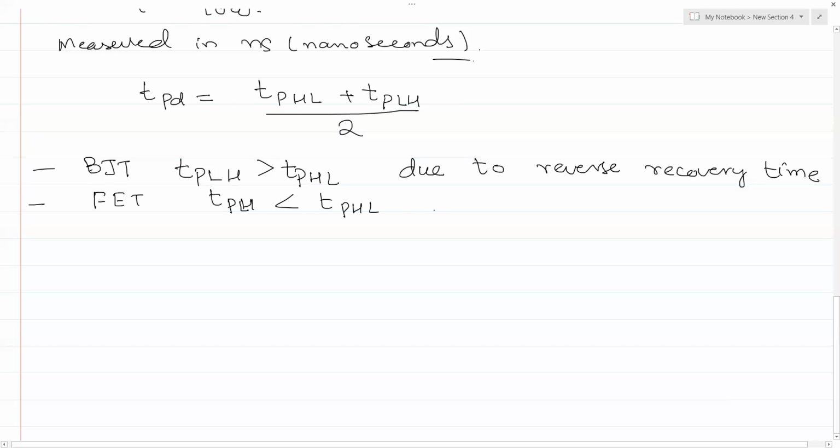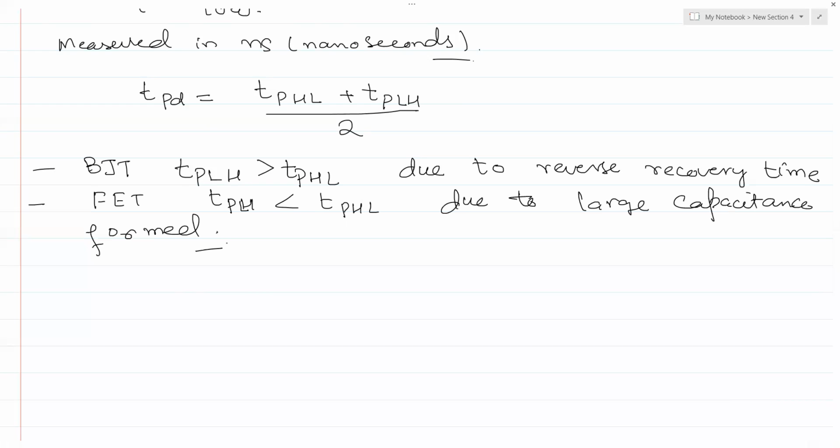Why? Because of the large capacitance. Right. So this is all about the propagation delay.